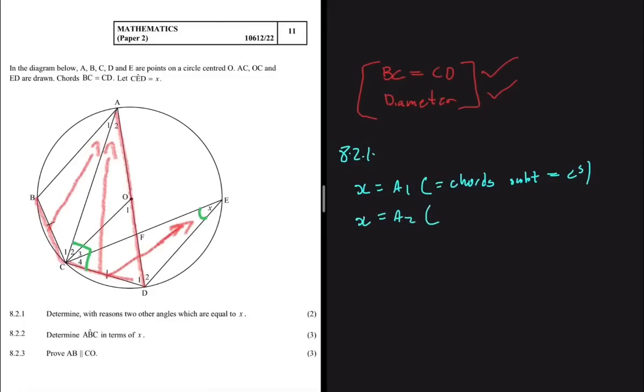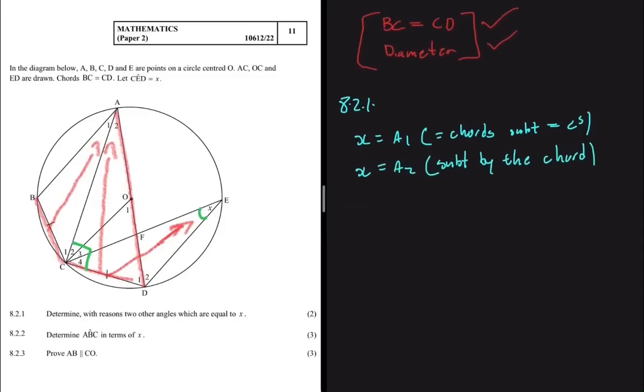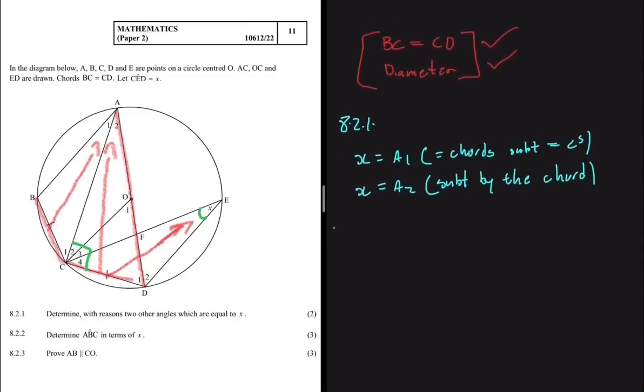Why are we saying x is equal to A2? They have been subtended by the same chord on the circumference of our circle. So we have done 8.2.1. We can now do 8.2.2, which says to determine the size of angle ABC in terms of x. Let me clear these lines that I've drawn so that we can have a bit of clarity. So we want the size of angle ABC, here. Just place the dot.